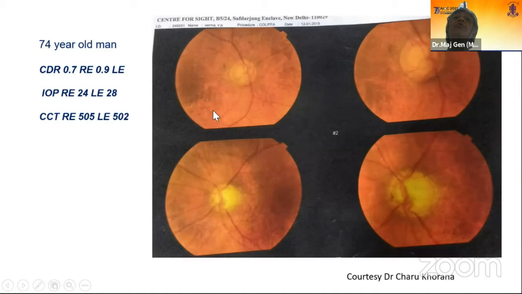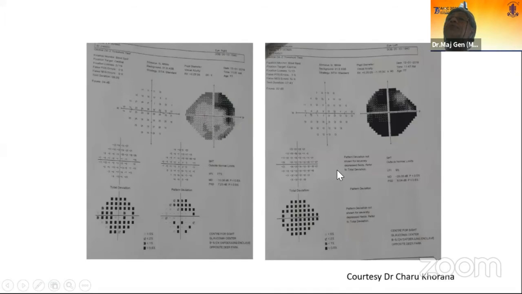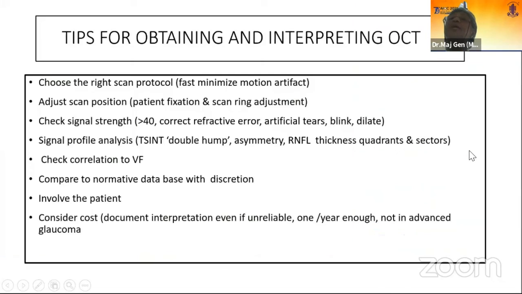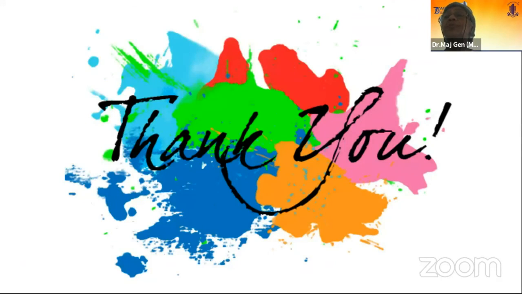The 74-year-old man again has a CDR of 0.7 and 0.9, pressures were high, and the CCT was lesser. And this is also showing the field effect. And most important, this is the FLV and the GLV. And most important for us is therefore to choose the right protocol, adjust the scan, check the signal strength, check the signal profile, check correlation with visual field, compare the normative data, involve the patient, and of course, consider the cost to the patient. Thank you for a patient hearing.